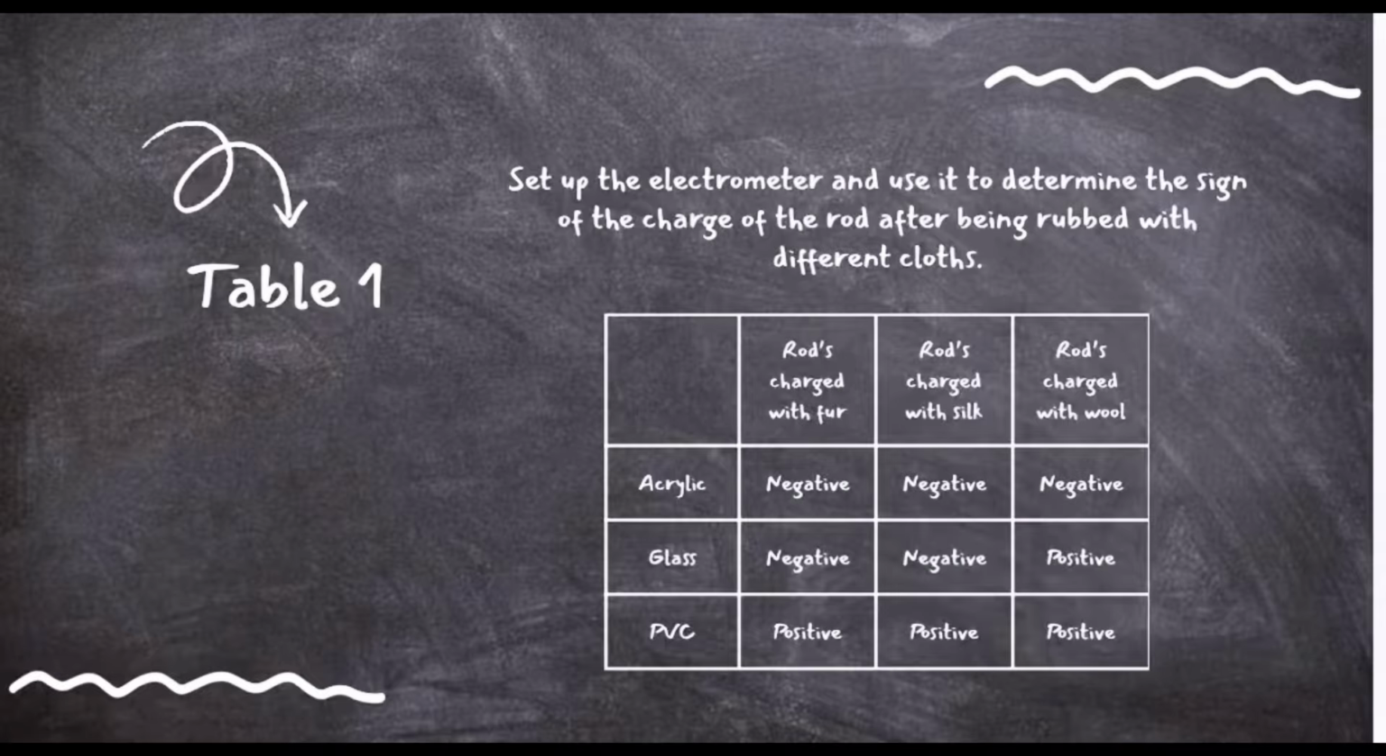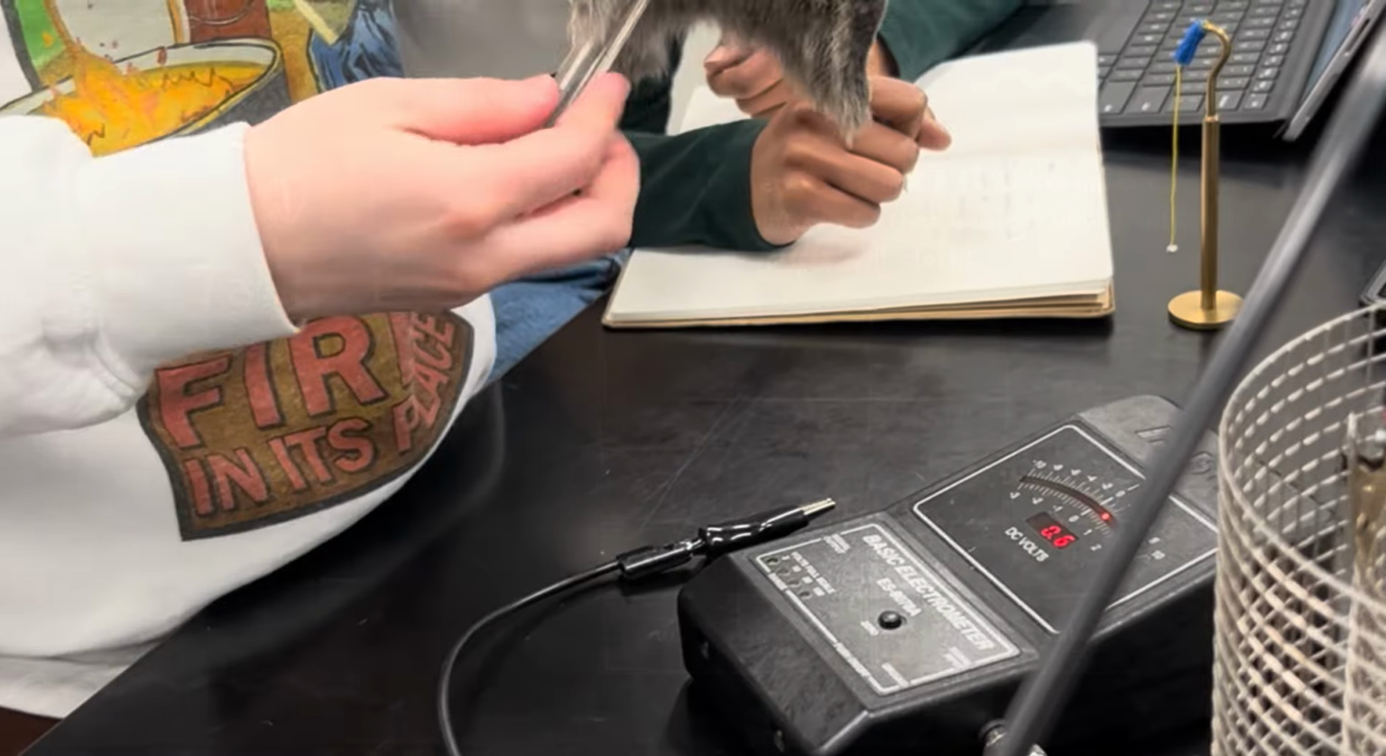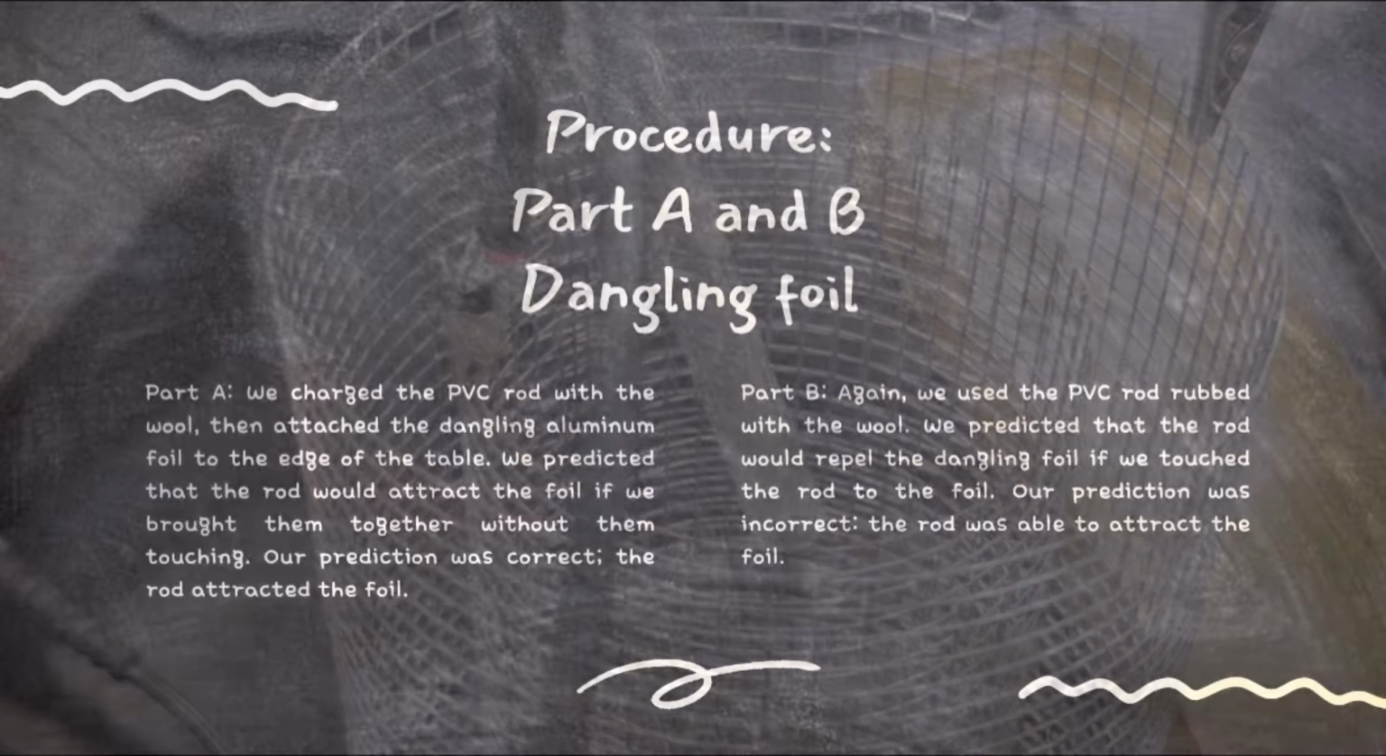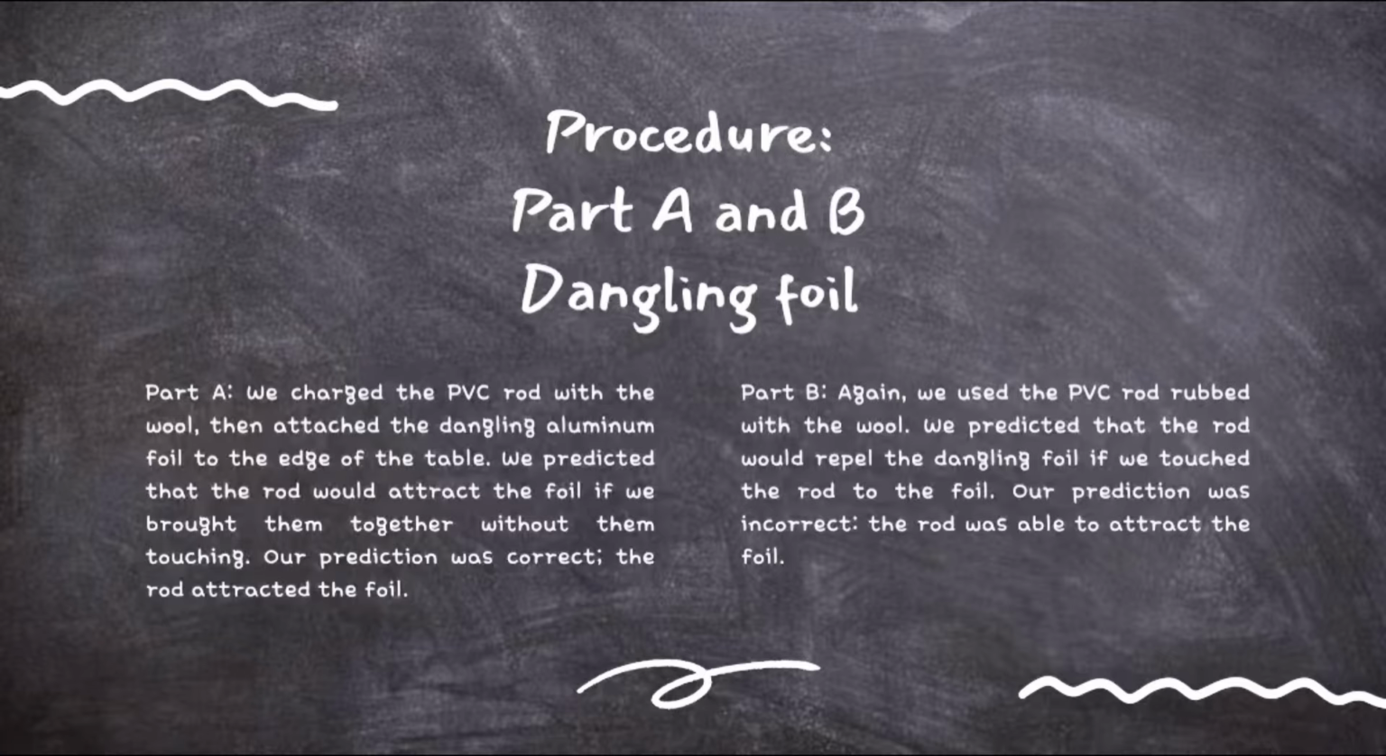For the PVC rod, the charge was positive with fur, positive with silk, and positive with wool. Procedure, Part A and B, dangling foil. Part A. We charged the PVC rod with wool, then attached the dangling aluminum foil to the edge of the table. We predicted that the rod would attract the foil if we brought them together without touching. Our prediction was correct. The rod attracted the foil.